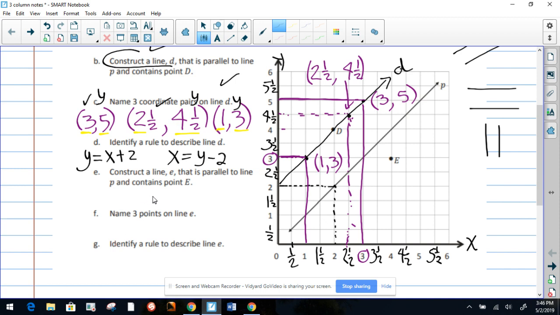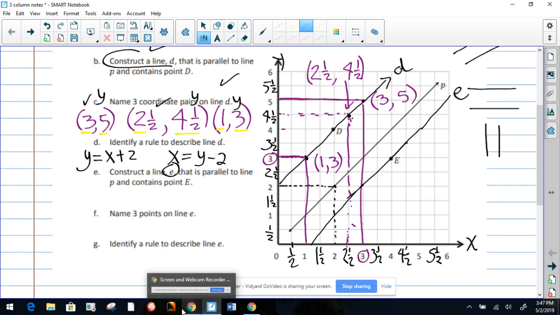Now it says construct a line E that is parallel to line P and contains point E. So if I look at this point E, I know parallel means it has to stay that distance from that line. So the other point will be right here because it's staying the same distance, and so forth and so on. And if you go down this way, you can see that there's the same distance from here to here. So that is the line that is going to be parallel. And that line is called, let's see, construct line E. That's going to be E.